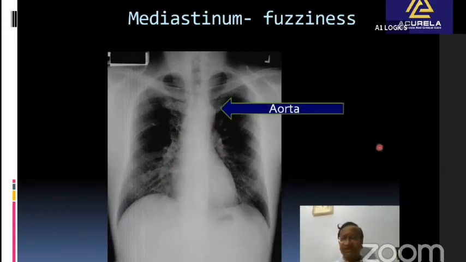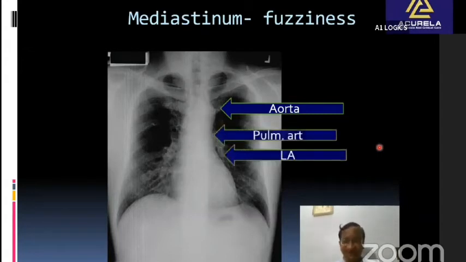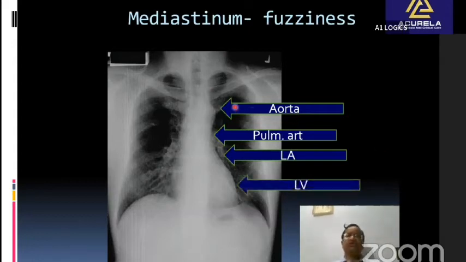Aorta, then we get the pulmonary artery. This is, I am on the left side. This is the left atrium. Then we can see the left ventricle. So on the left side, it's an exam question: aorta, pulmonary artery, LA, LV. That we should tell. On the right side, it is SVC plus RA. That is what we should tell in a normal X-ray.